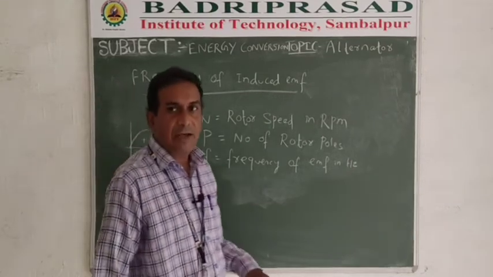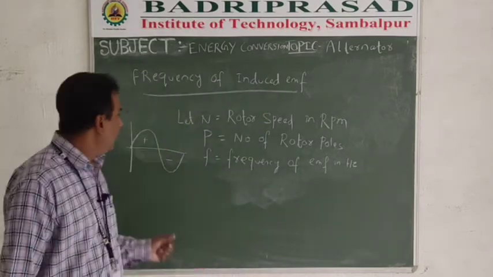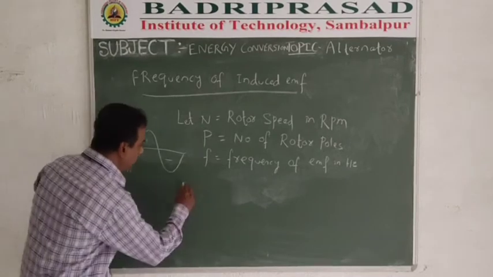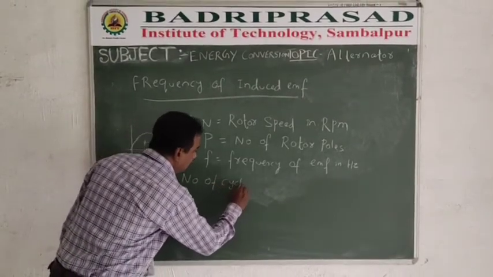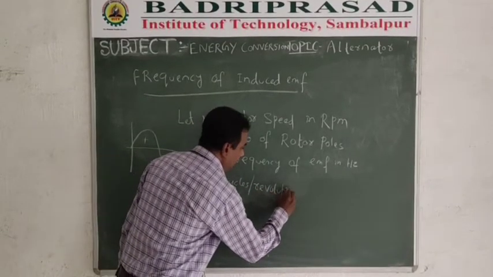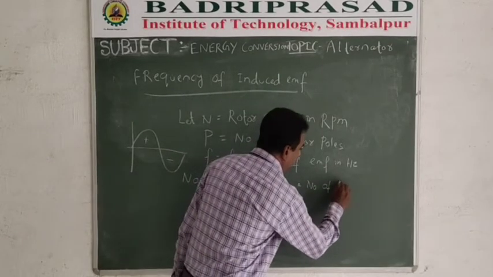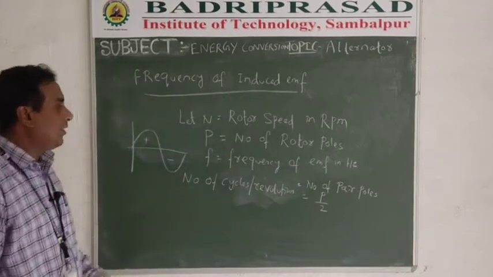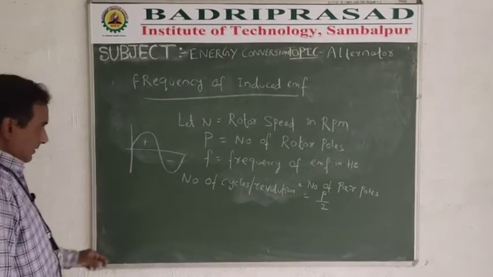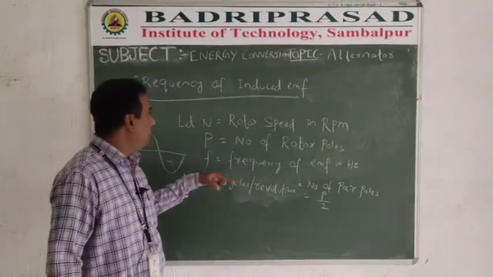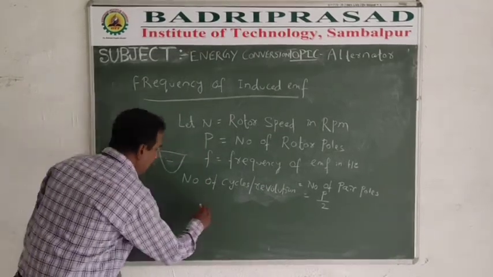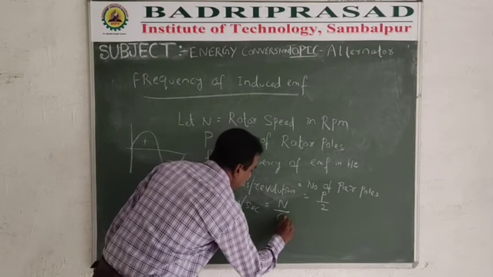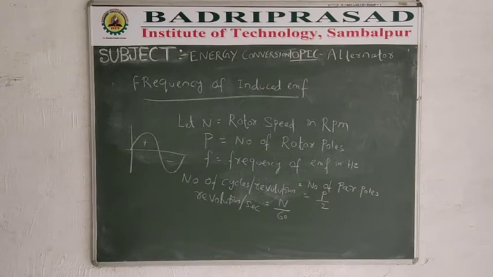You will see that one complete cycle of EMF is generated when one pole pair passes across the armature conductors. It means that the number of cycles per revolution is equal to the number of pairs of poles, and that is equal to P by 2. If P is the number of poles, the number of pole pairs will be P by 2, and N is the rotor speed in revolutions per minute. If we convert it into revolutions per second, then revolutions per second is equal to N by 60.